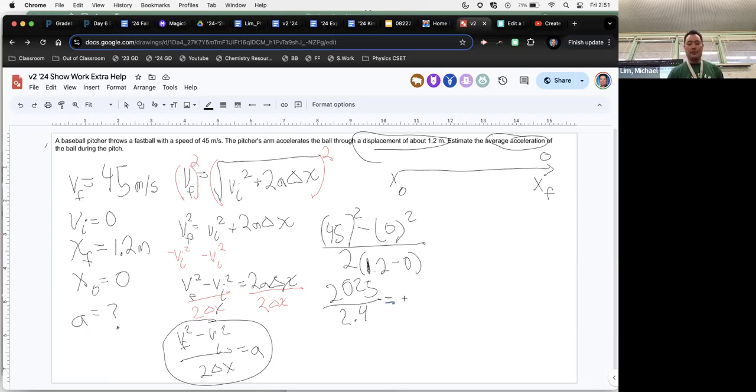$843.75. Who else got that? Anyone else? Did you try it? Try it out. 2025 divided by 2.4. So far, 2 students have gotten 843.75. Let me know what you get.